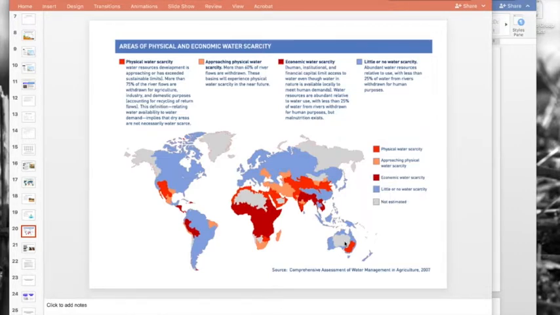Australia is also really, really interesting from a water scarcity point of view. We can see here in the southeast corner, we have physical water scarcity, and yet here around the remainder of the coastline, we have little to no water scarcity. It's not estimated for the interior, because there's very little point, because it's incredibly dry.